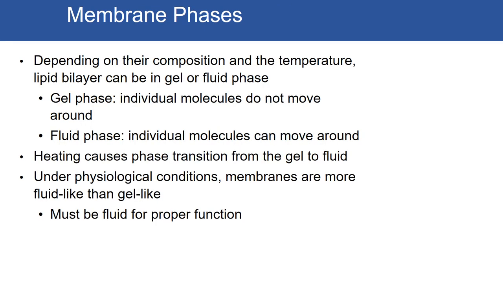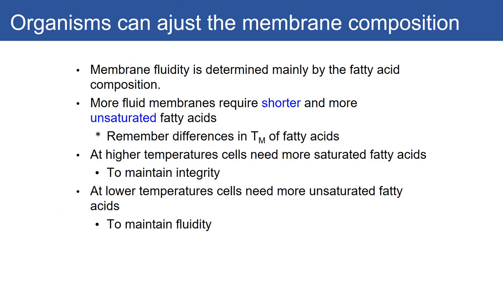So, membranes have phases, and the composition of the cell, this is going to be on your exam, by the way, I can just promise you. And on the ACS exam as well. So membrane composition can be dictated by the type. If there's a gel phase, individual molecules do not move around, but in a fluid state, individual molecules can move around. Heating up can cause a transition from a gel to a fluid. Also, physiological conditions can cause that, but we need fluidity for proper function, and this is where the test topics come in.